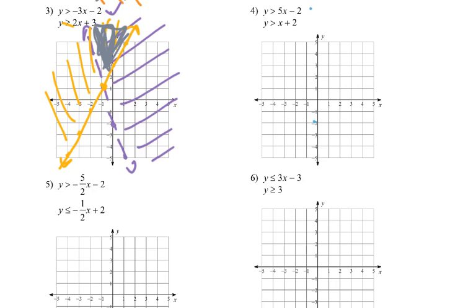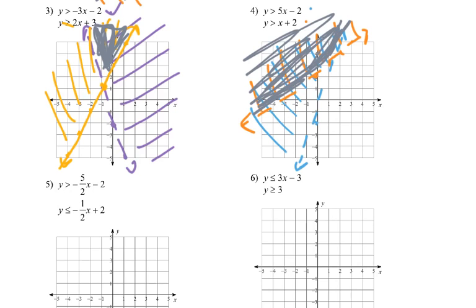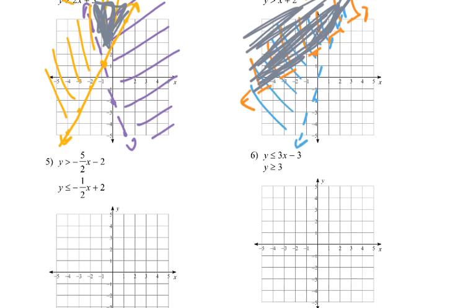Okay, negative 2, up 5, to the right 1. It's a dotted line. Y is greater than, so shade above on the y's. Okay, x plus 2, positive 2. The slope is just 1, up 1 to the right 1. Again, dotted line, so draw my dotted line. Y is greater, so I shade above. So this one, where do they overlap? Right here, in that section right there.